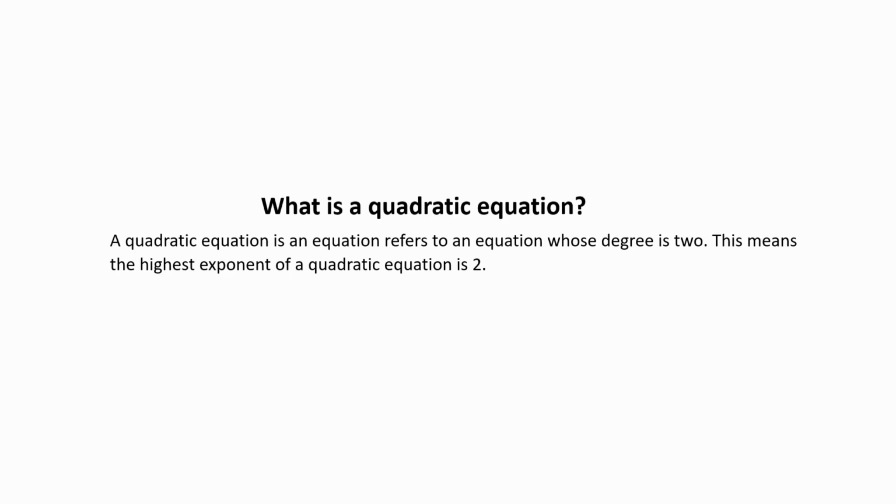This implies that the highest exponent of a quadratic equation is 2. That is, the highest degree of a quadratic equation is 2. And don't forget that the number of exponents tells us the number of roots of an equation. Therefore, since a quadratic equation has 2 as its exponent, we can only have 2 roots.